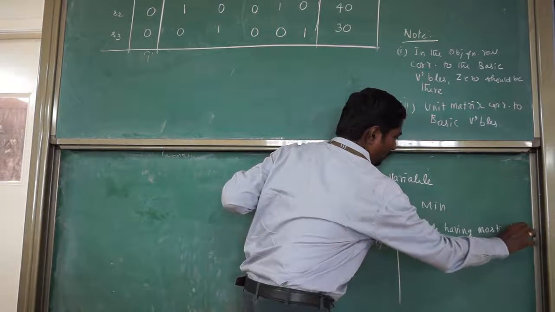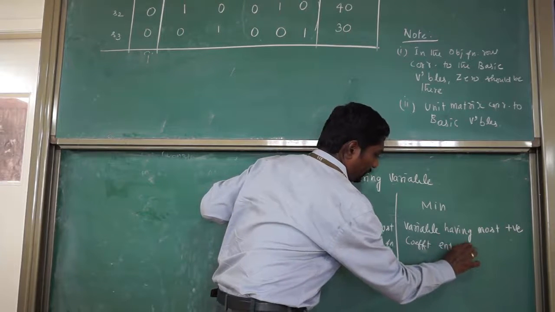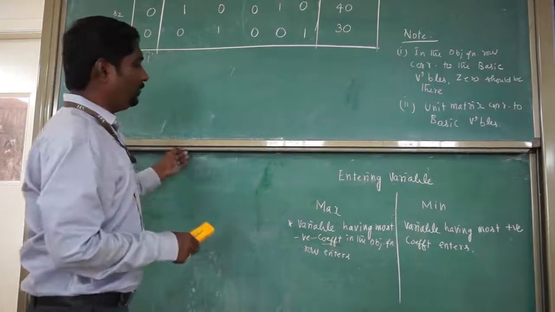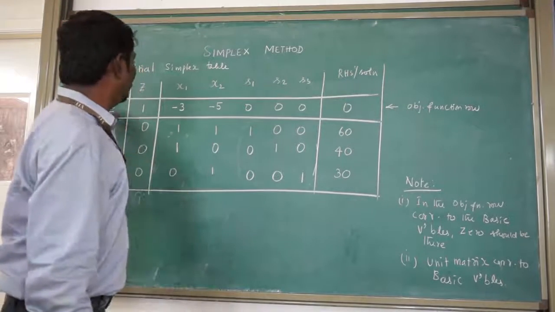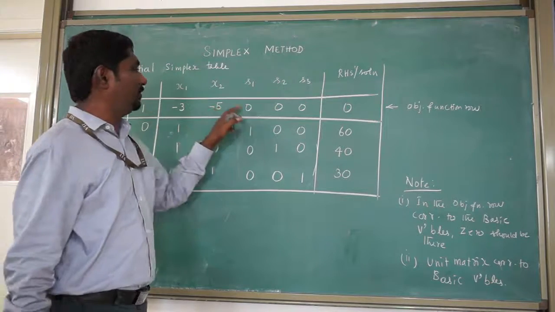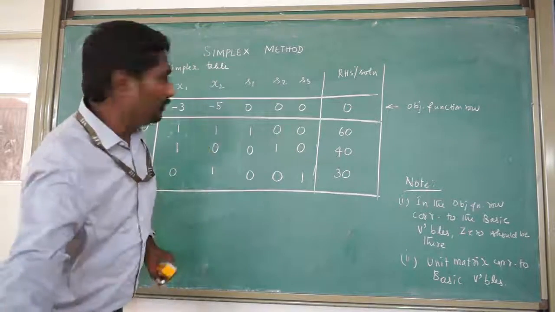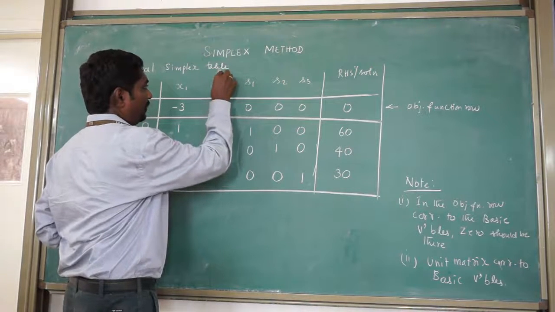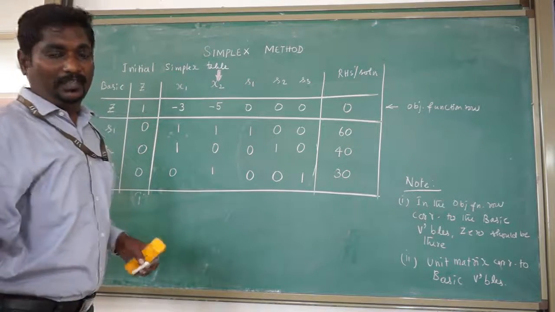And if the problem is of minimization type, the variable having the most positive coefficient in the objective function row enters. Our problem is of maximization type, so we check each variable's coefficient in the objective function row. We have identified that variable x2 has the most negative coefficient. So x2 is going to enter. This is the entering variable.